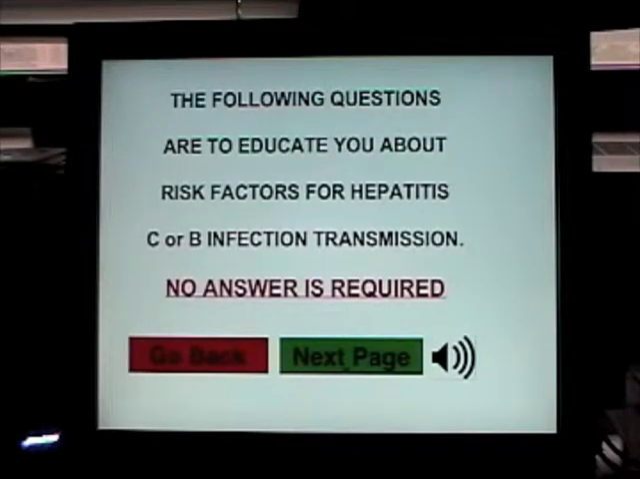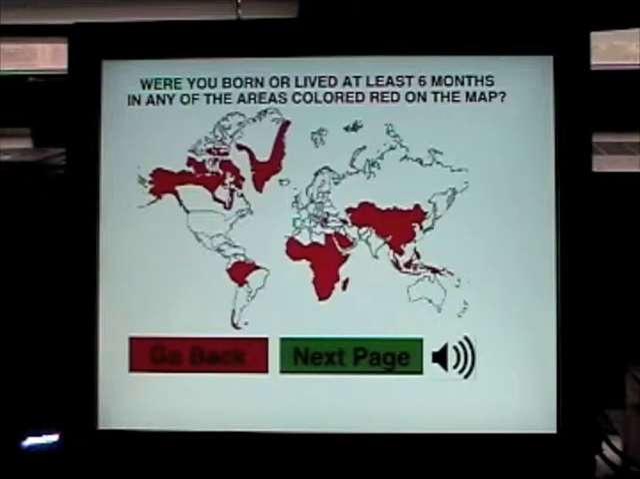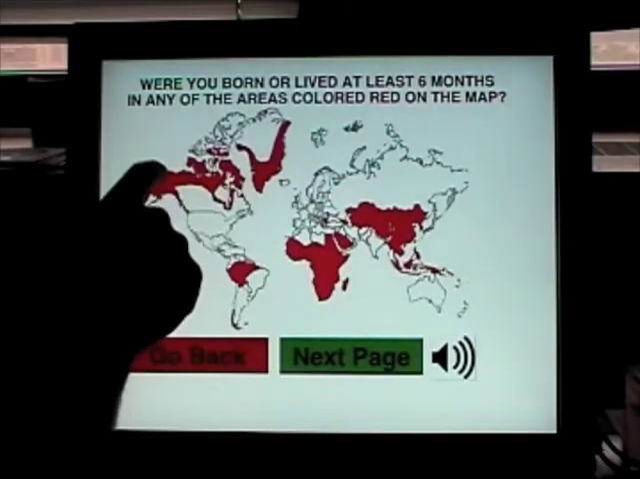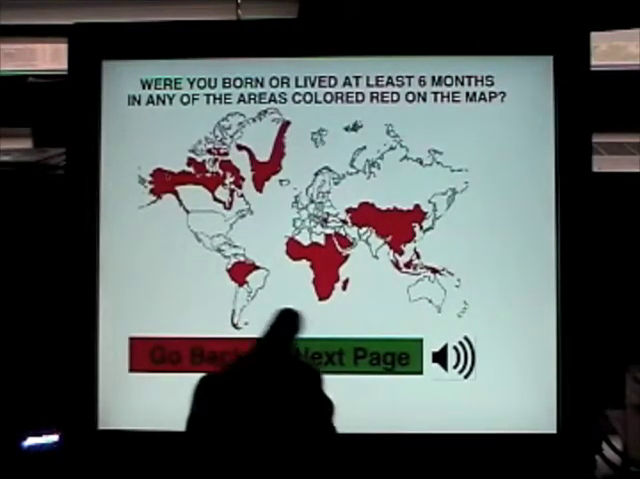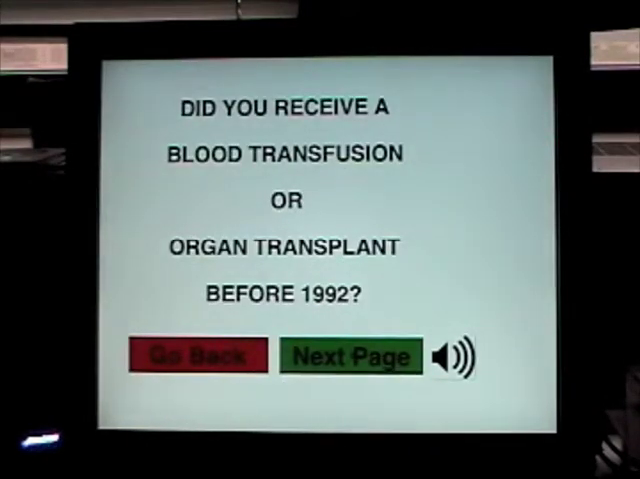The following questions are to educate you about risk factors for hepatitis C or B infection transmission. No answer is required. And again, we want to reiterate that we're not asking them to respond with an answer of any sort. We just want to bring them through the educational survey. Were you born or lived at least 6 months in any of the areas colored red on the map? In the next version, they'll be able to actually hit these areas, and it'll prompt a response to get them blood tested. Did you receive a blood transfusion or organ transplant before 1992?